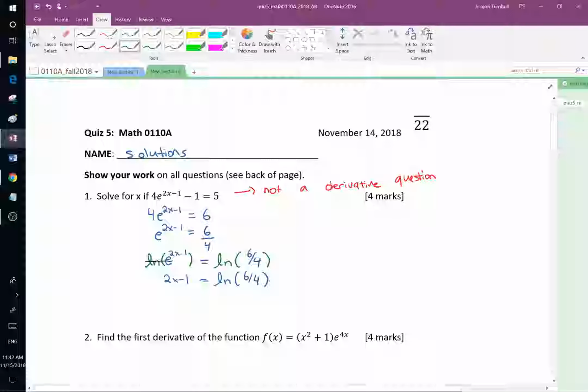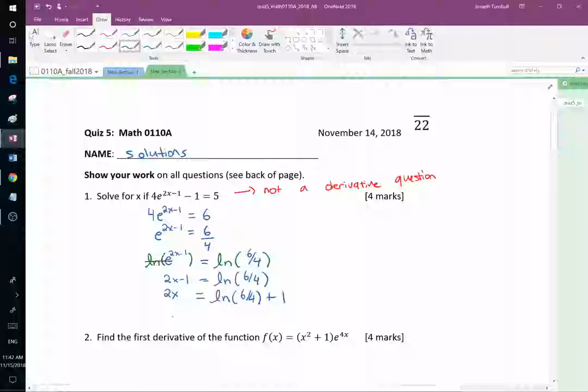Next step. So now I want to get x all by itself, and it's not trapped anymore. So I'm going to add 1 to both sides. We cannot bring the 1 into the bracket. It's not allowed. The 6 over 4 is being protected inside the log function, you can't bring numbers in.